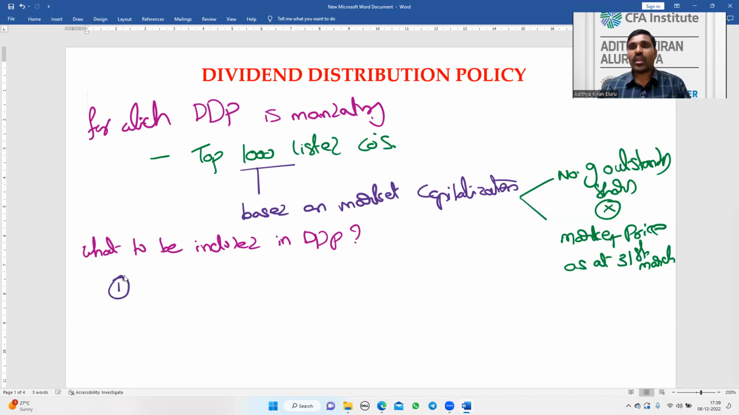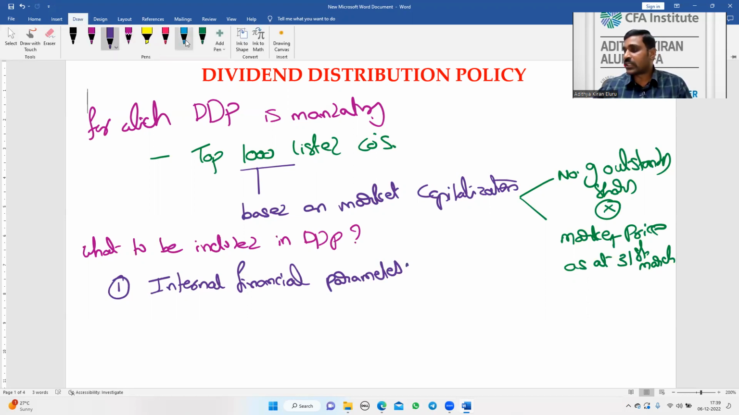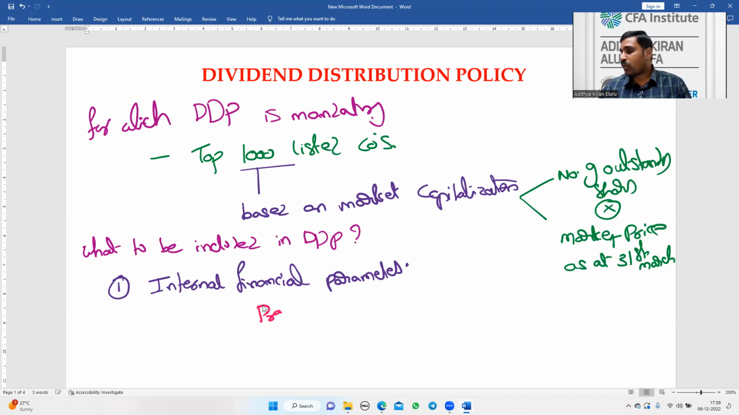Number one, internal financial parameters. What are the internal financial parameters? That means based on the profits. How much profit the company has, that is the first thing. Obviously, without profits a company cannot declare a dividend.